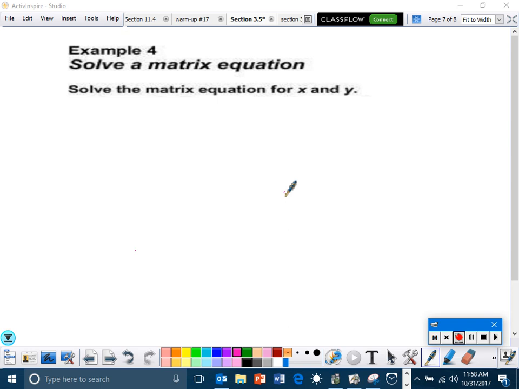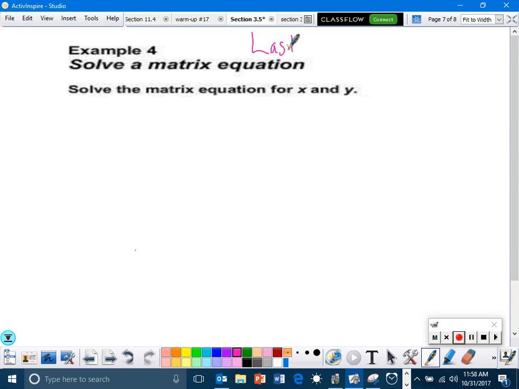All right, ladies and gentlemen, let's go ahead and finish the last example from chapter 3.5. Now this example is going to go with the last problem on your worksheet, and then you can hand in the worksheet into the appropriate basket over on the shelf by the window.